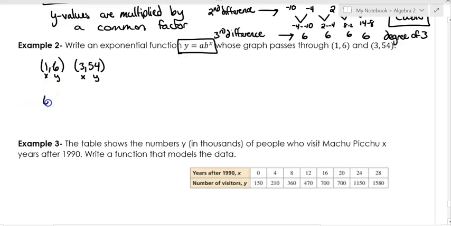So if I plug in, y is 6, equals a, b to the x is 1. And then for this other point, y is 54, and that equals a, b to the third, because x is 3. So all I did was plug in my x here and my y here, and I made 2 equations. From those 2 equations, you're going to use substitution to actually find it. So I'm going to take this equation right here, and I'm going to get a by itself. If I divide by b to the 1, which is just b, I get 6 divided by b equals a. All I did was rearrange it.